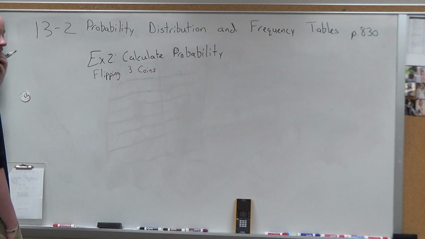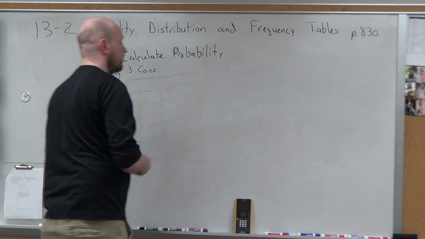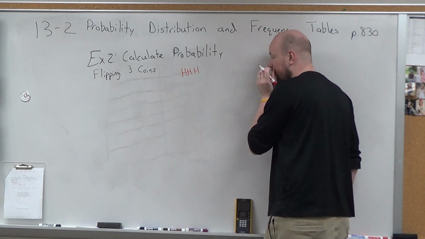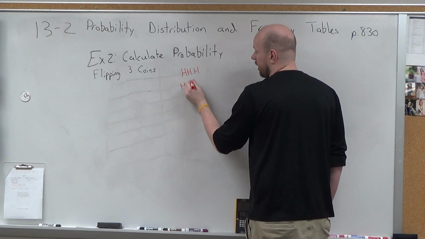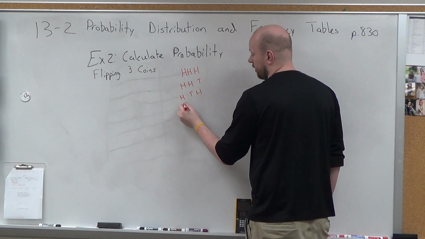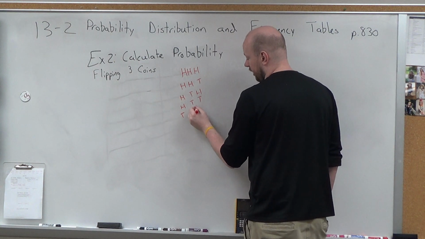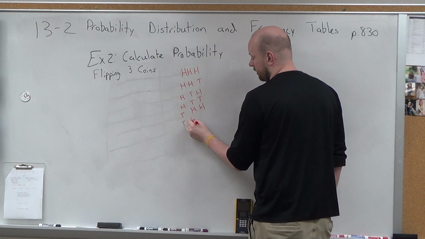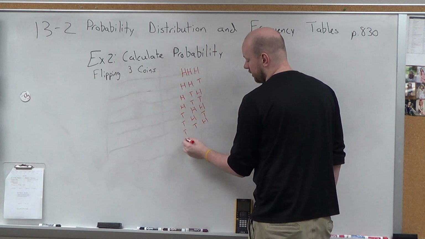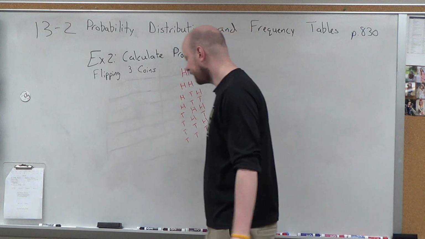Well, and then we finally have some data. So first, of course, we flip our 3 coins, and here are the possibilities we could have. We could have heads, heads, heads. We could have heads, heads, tails. We could have heads, tails, heads; heads, tails, tails; tails, heads, heads; tails, heads, tails; tails, tails, heads; and tails, tails, tails. Alright, I got them all.